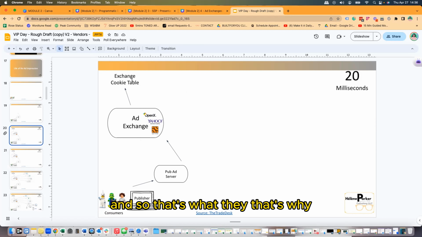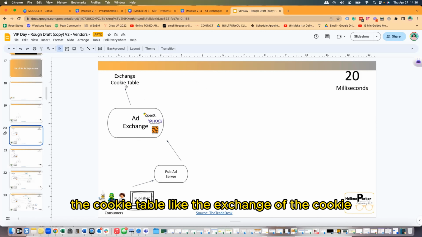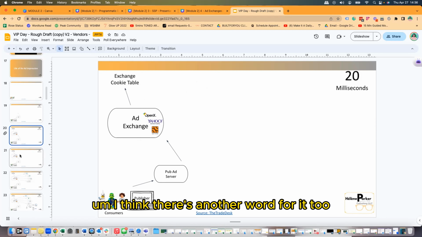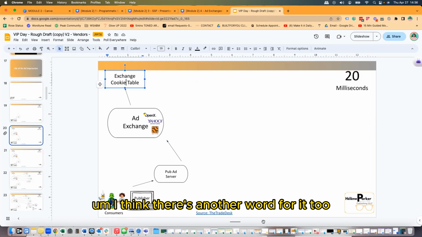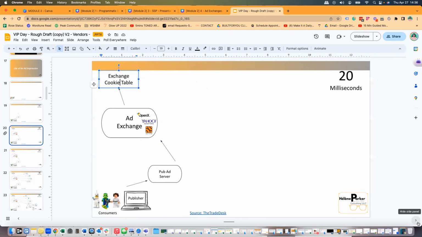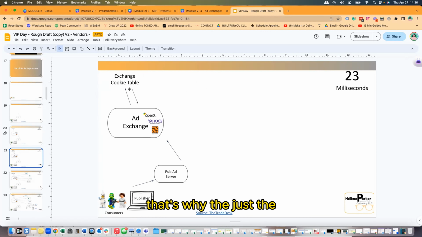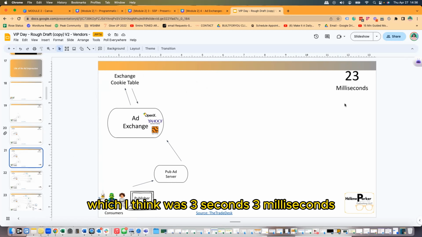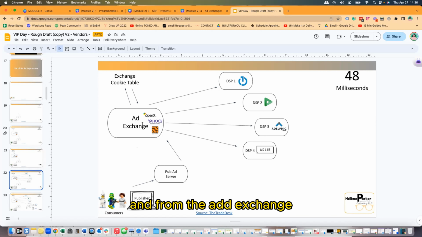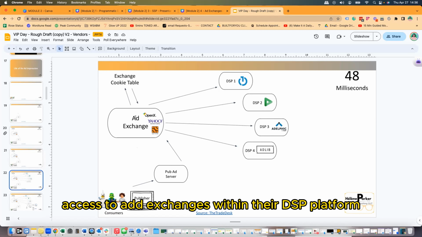And that's what the Trade Desk actually calls the cookie table exchange. I think there's another word for it too. I can't remember the word. So once that happened, that's why the arrow goes up and down. Within that amount of time, which I think was 3 milliseconds, excuse me, it goes back to the ad exchange. And from the ad exchange, all of those DSPs have access to ad exchanges within their DSP platform.